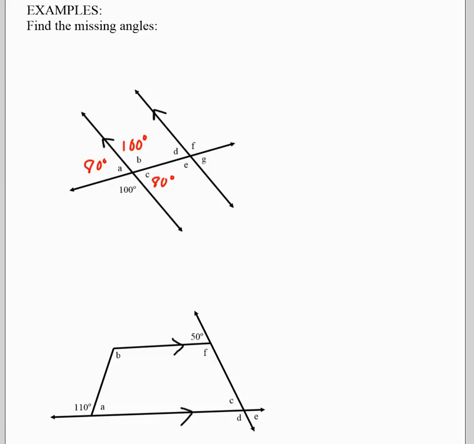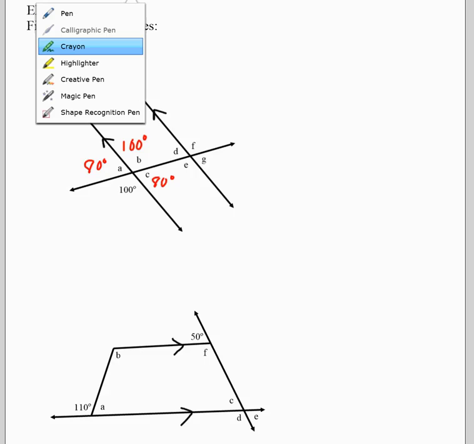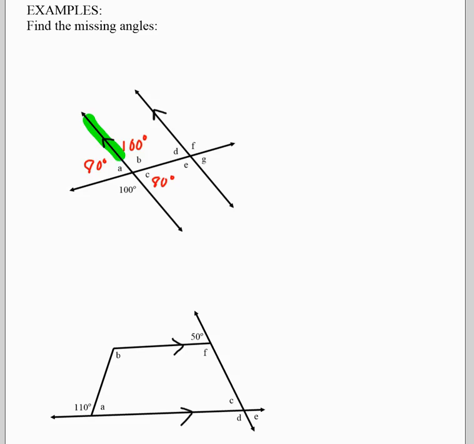The part that's a little more challenging is to find the ones on the other side. So again, you're using things like your F patterns and your Z patterns and your C patterns. For example, right here, there's an F pattern. What that tells me is that the letter B and the letter F are corresponding, which means if B is 100, then so is F. Once I have that, I know that E is opposite, and G is supplementary, and D is also supplementary.